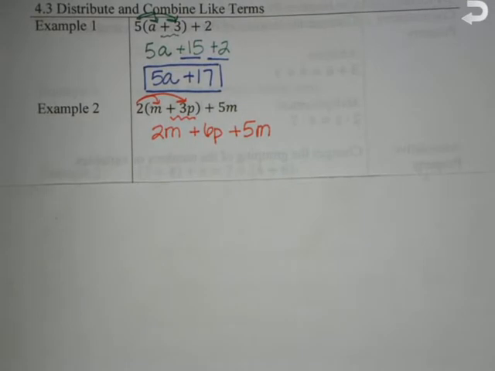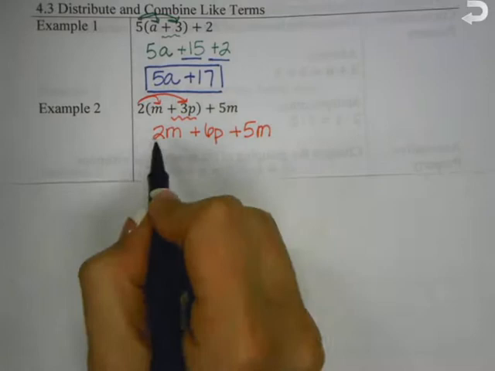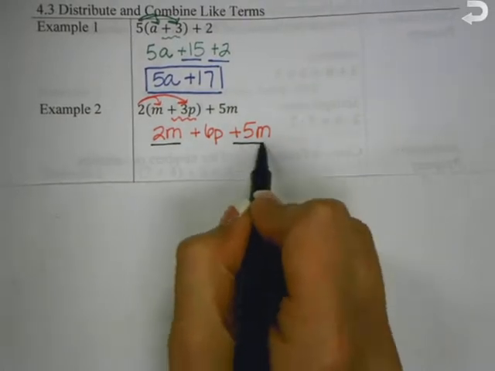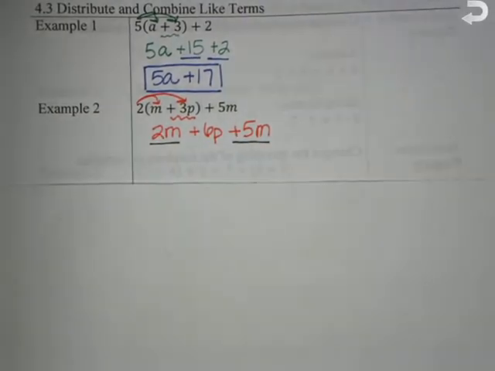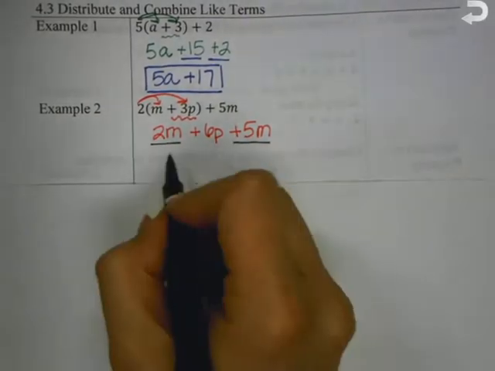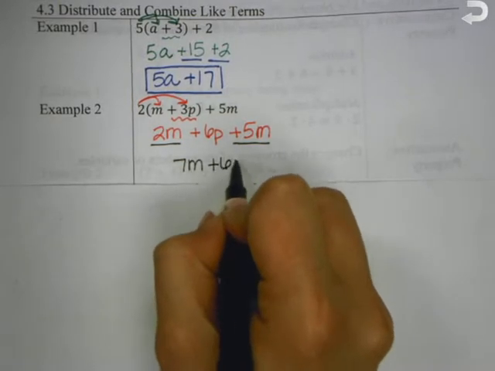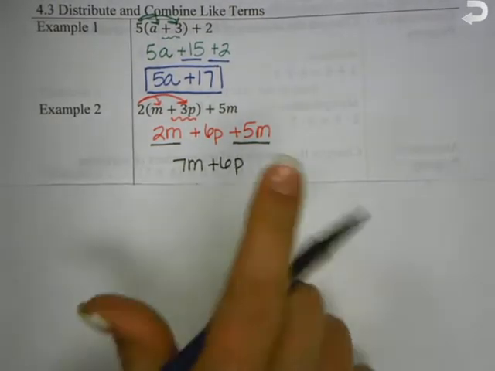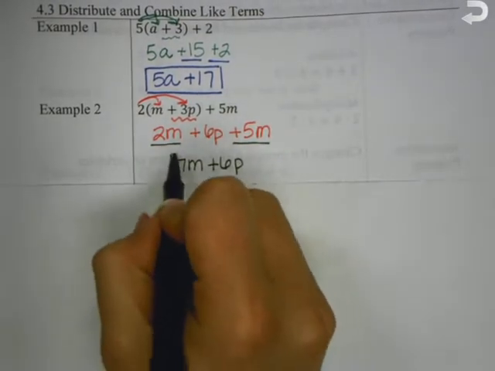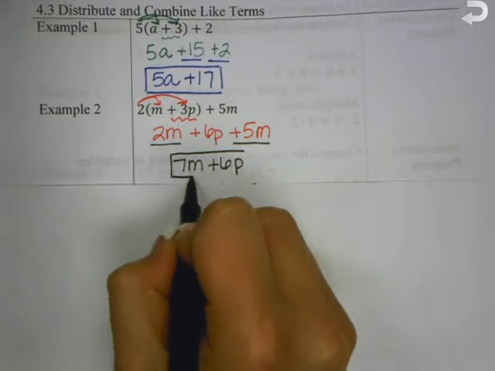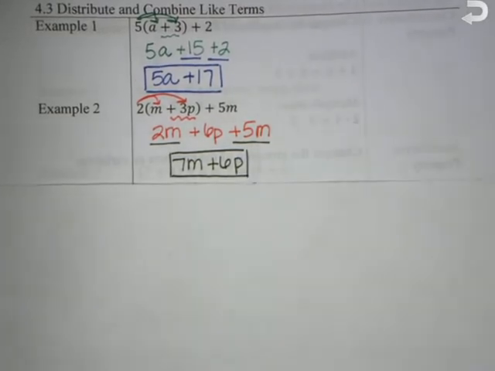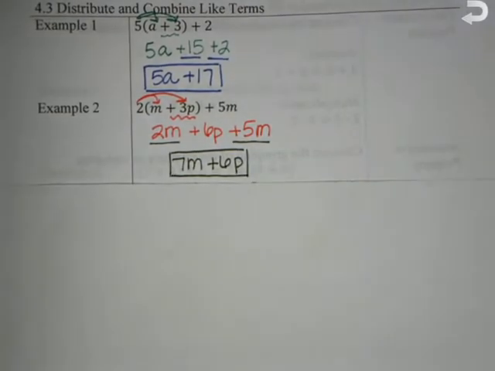Okay, am I done? No. I have some like terms that I can combine. What are they? 2m and positive 5m. What is 2m plus 5m? Good, 7m. Plus 6p. Are these in alphabetical order? Yes. It's convention. We just put them in alphabetical order.